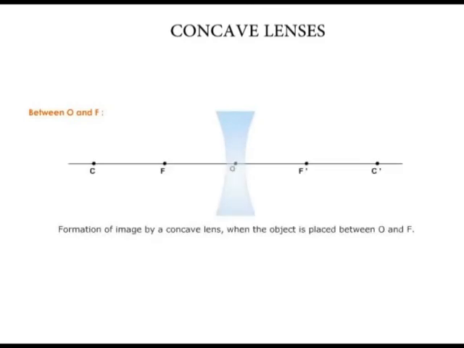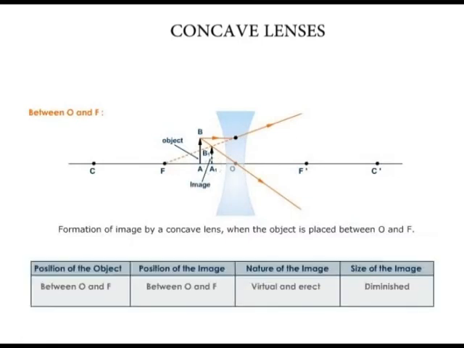Next is an object between O and F. First ray, a ray parallel to the principal axis after refraction emerges diverged seemingly from F. Next, a ray through the optical center passes through undeviated. Thus, for an object between O and F, a virtual erect and highly diminished image is formed between O and F.